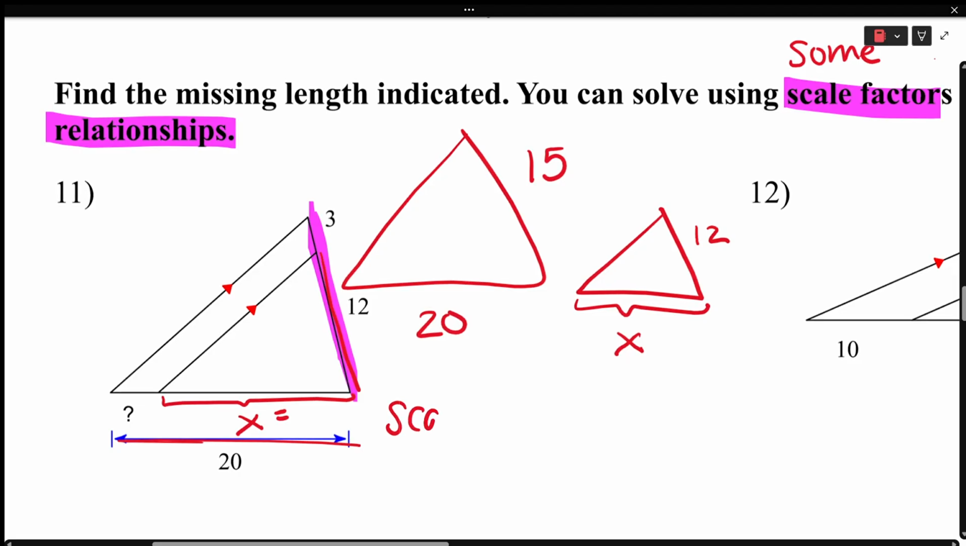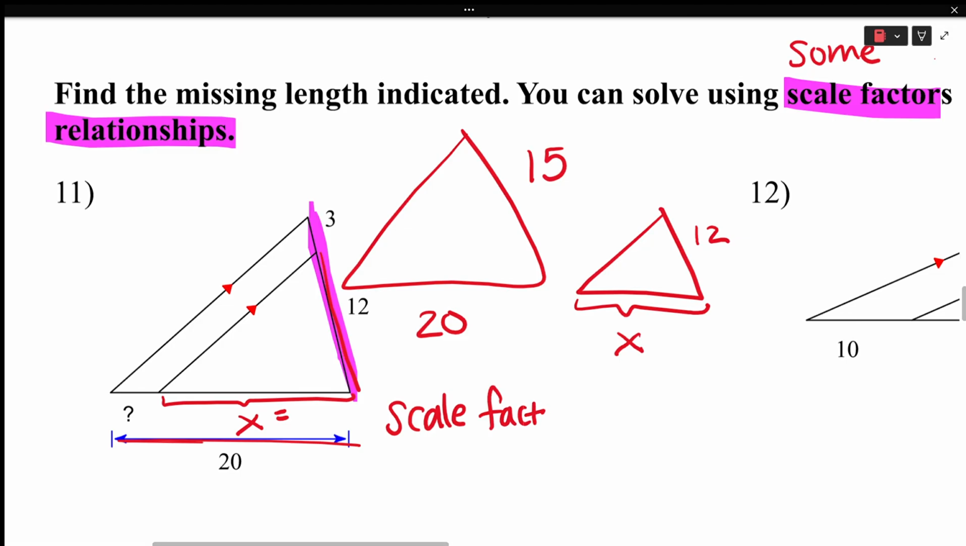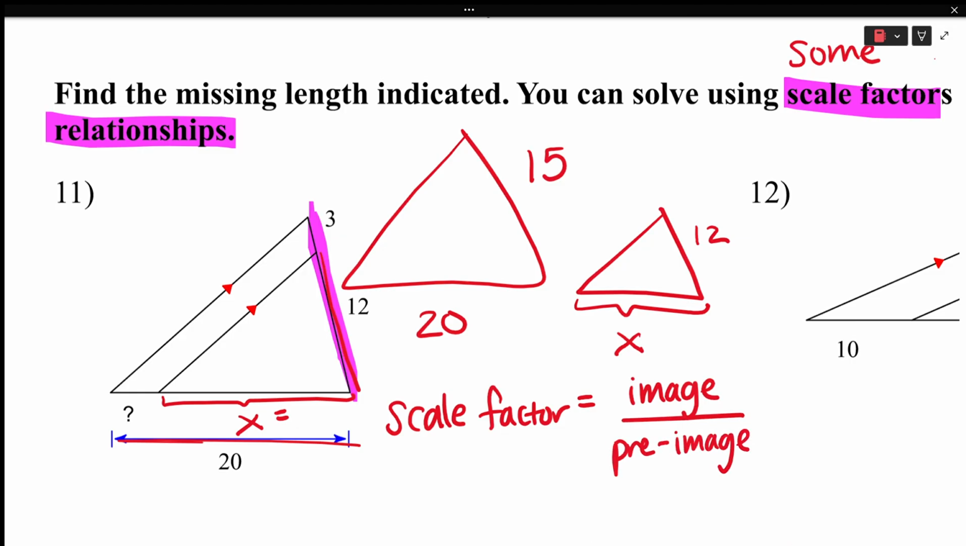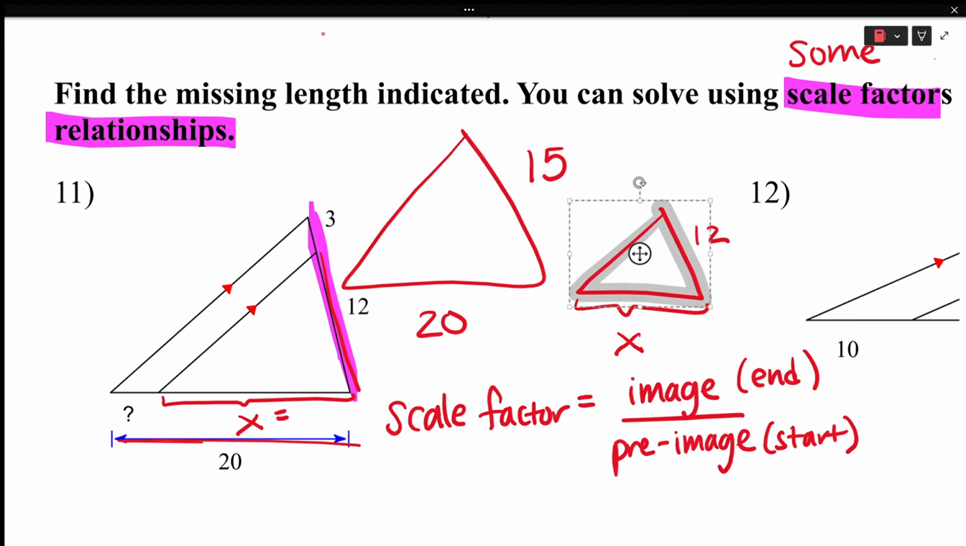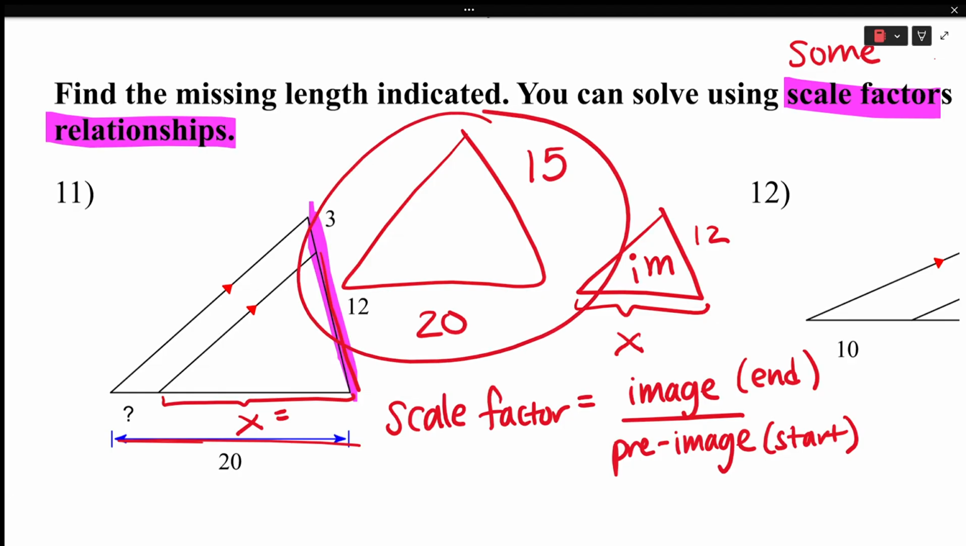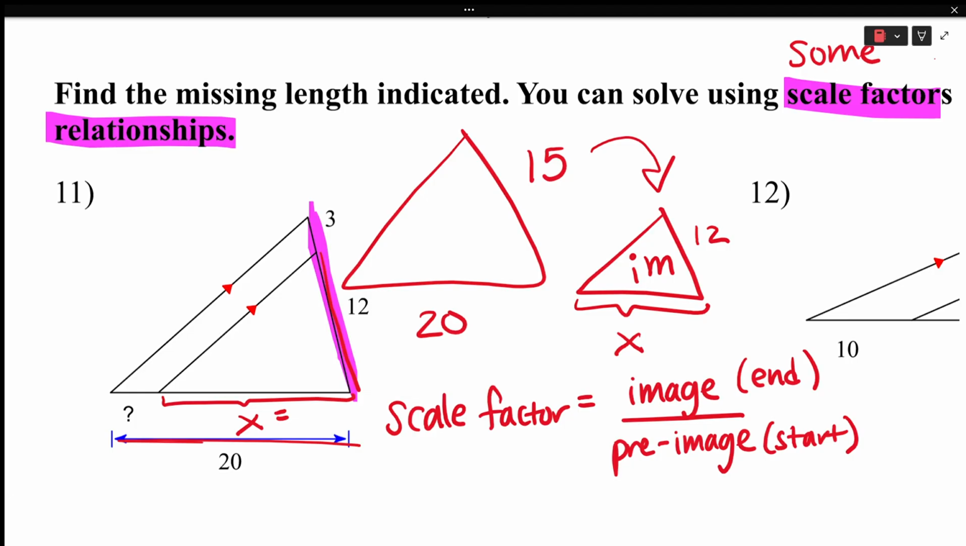Remember, scale factor is always image over pre-image. What does that mean? Image is where you end, and pre-image is where you start. So we're trying to solve for x. So this triangle is where we're going to end up. So this one's your image. And then we're starting from the bigger triangle. We're going from the bigger triangle to the smaller triangle. So this is your pre-image. So this is your start.